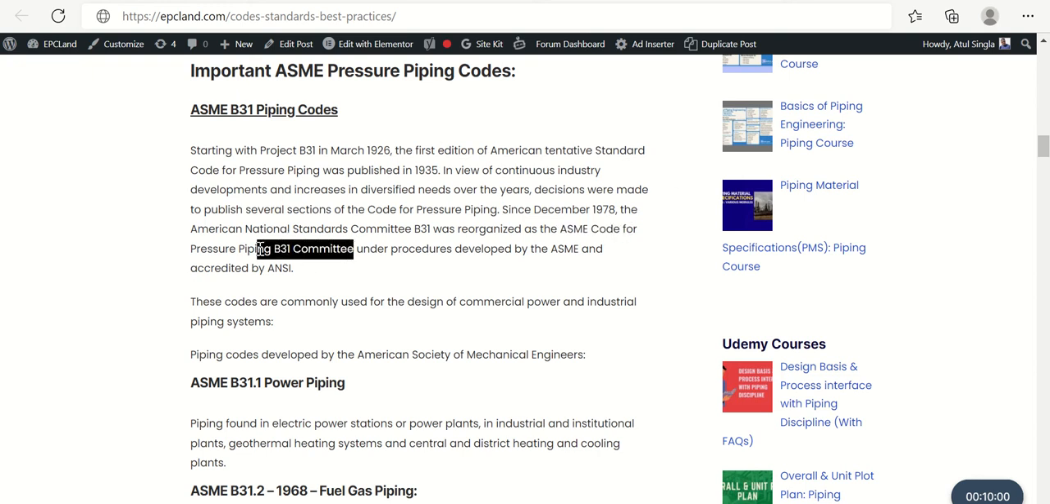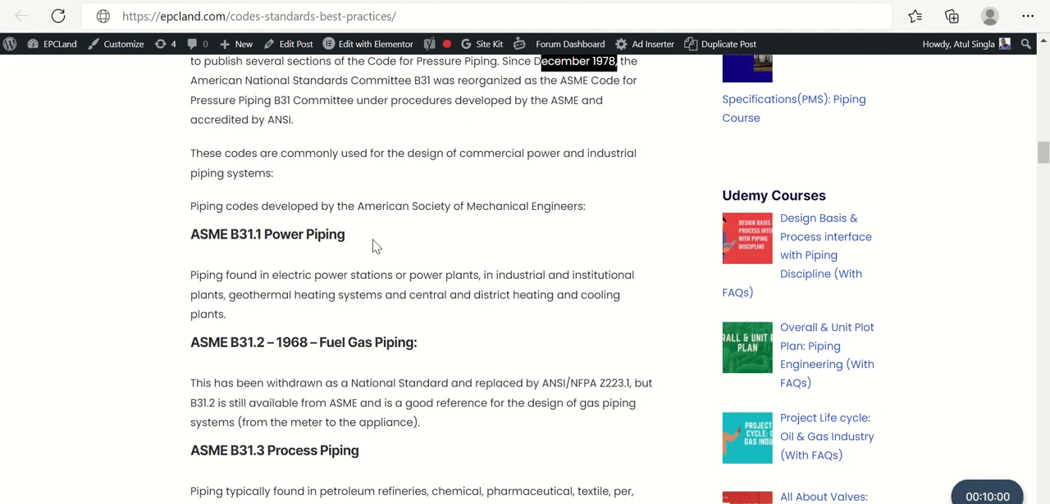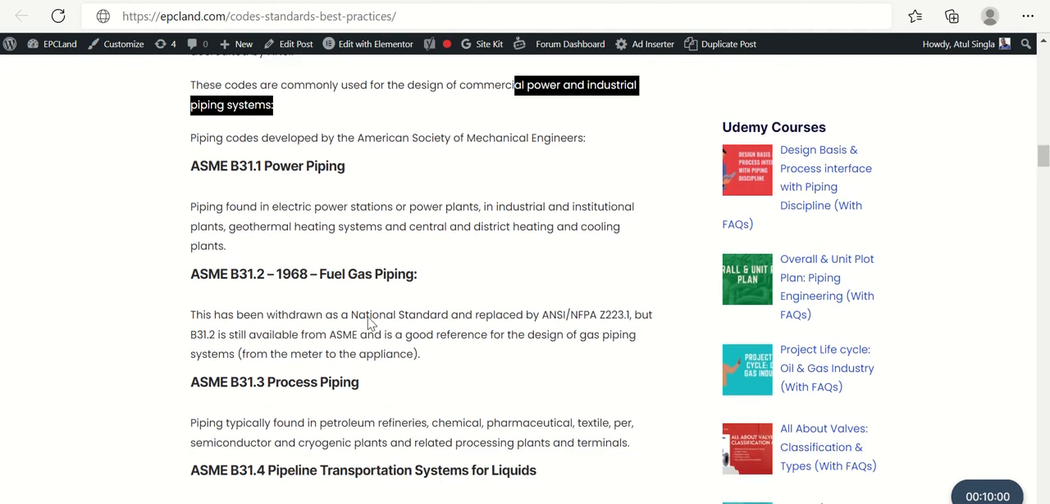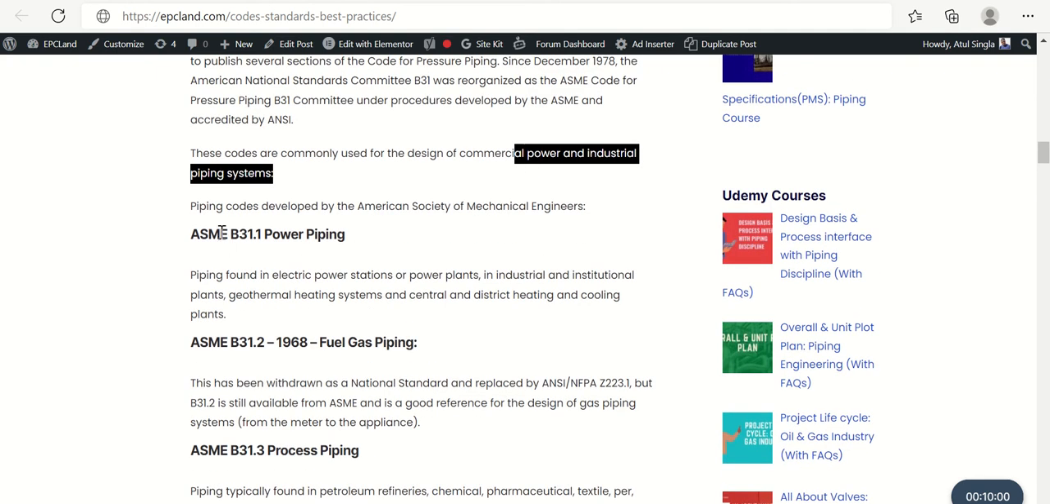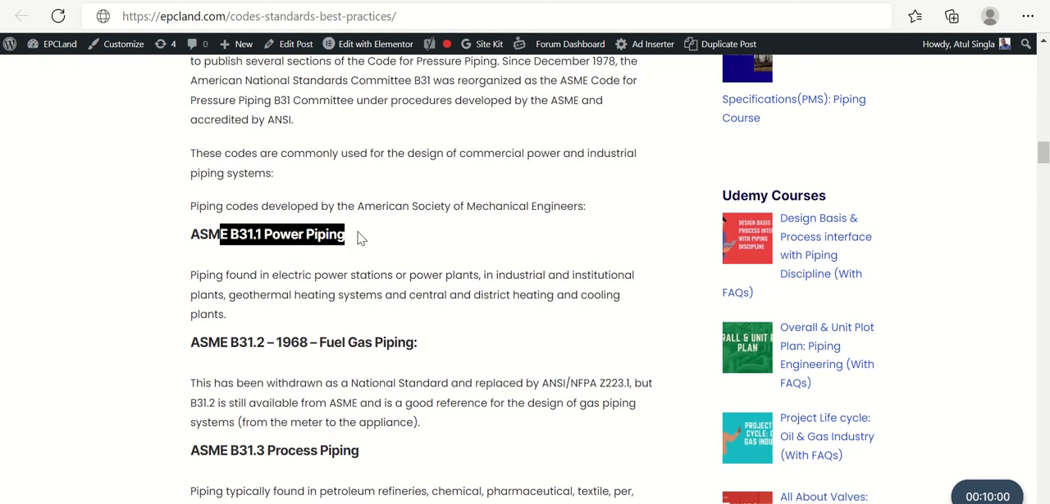So this committee was built in 1978 and these codes were developed later on. These codes are commonly used for design of commercial, power and industrial piping, right? In industrial piping, there will be a lot of piping systems, which we are going to see here. For example, for power, we are using B31.1, right? This is a code for power piping.